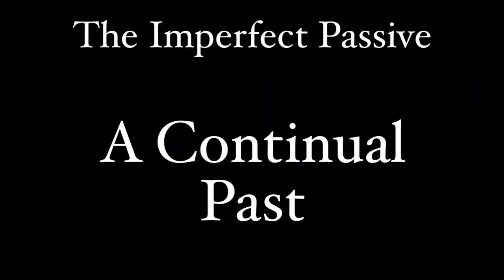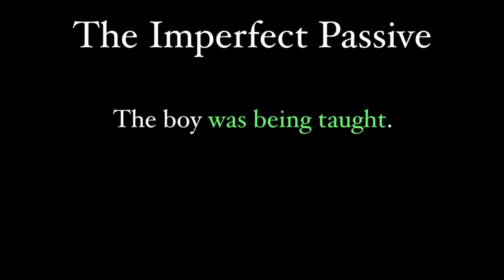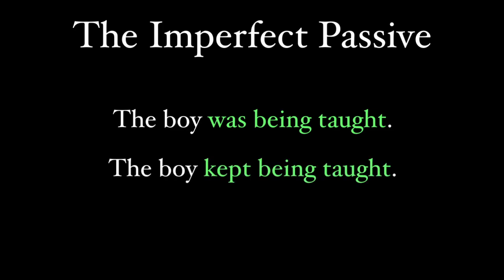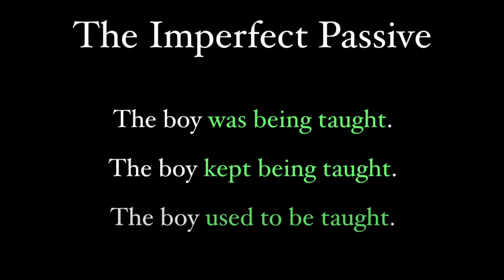You may remember that the imperfect tense represents an action that is continual in nature in the past. So what I mean is that we aren't talking about a simple past action, but one that happened over a period of time. So, for an hour yesterday, the boy was being taught. The imperfect tense could also refer to actions that happened at multiple times in the past. So, despite his repeated failures, the boy kept being taught. And it could be used to show a habitual action in the past. The boy used to be taught.